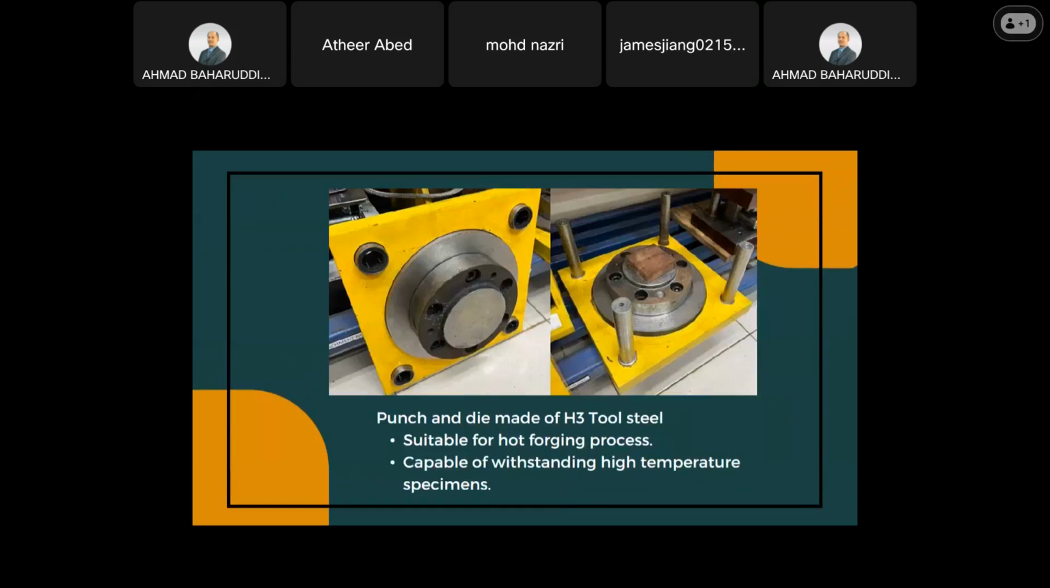This here is the punch and die that we use for the experiment. This kind of die is made of H13 steel. It is suitable for the hot forging process because it is capable of withstanding high temperature.